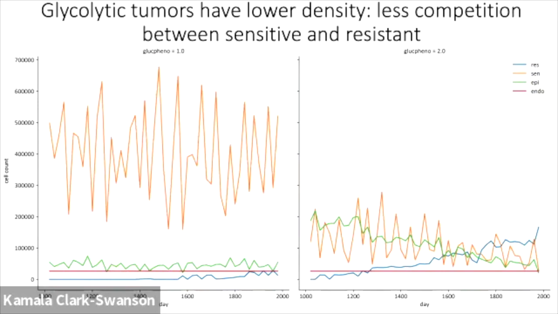Time is on the x-axis here, and cell count is on the y-axis. You can see on the left, where the glucose phenotype is a middle amount, there are a lot of sensitive cells constraining the resistant cells. The sensitive cells are orange, and the resistant cells are blue. The resistant population is pretty mitigated because of all those sensitive cells outcompeting them. But when there's more glucose consumption, the sensitive cells drop way down, and the resistant cells have a much easier time breaking out.